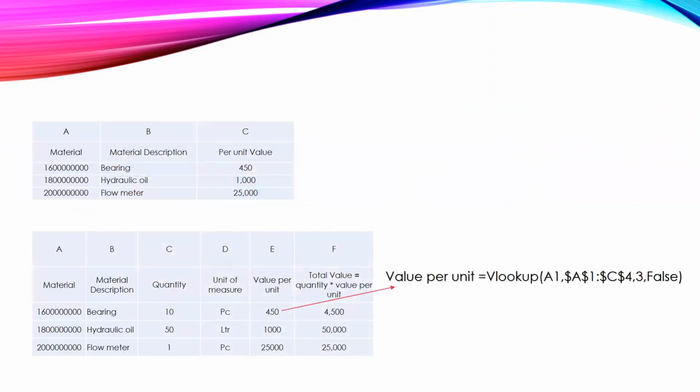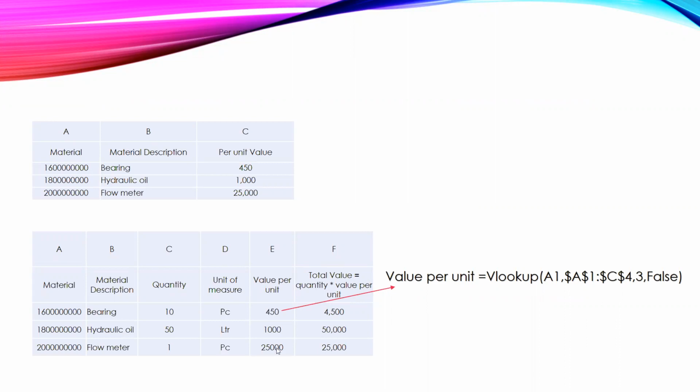Now assume this is the display of MM60. This is the report that we have extracted from MM60. And this is the report from MB5B. Now to get the total value, we need the value per unit, which we have got from MM60. But to get the total value, we have to multiply quantity with value per unit in the table which we have extracted from MB5B. So here we are going to use the VLOOKUP formula.